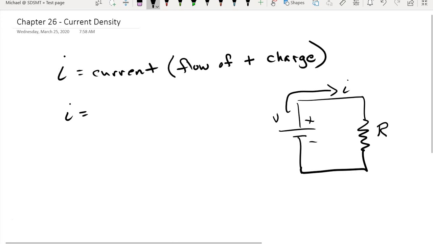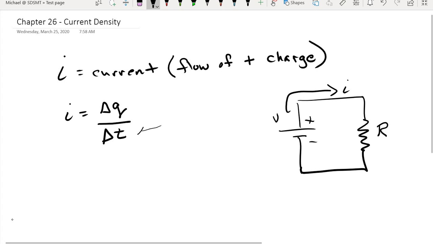And then because we have charge flowing out of the battery, that means that there is a change in charge with respect to time. So charge is moving with respect to time. The rate at which that charge flows, that is what we are calling current.